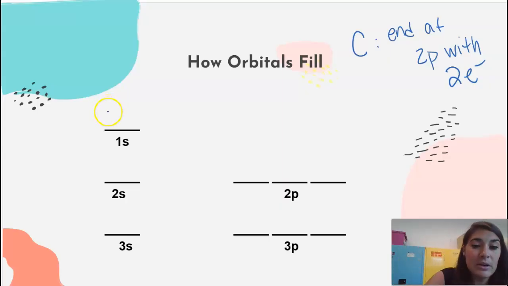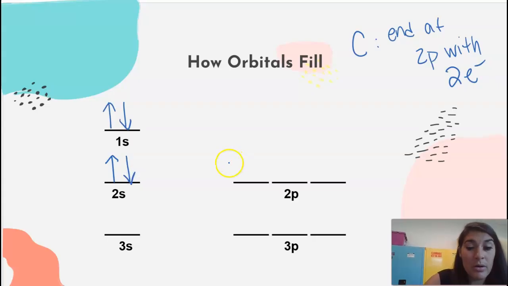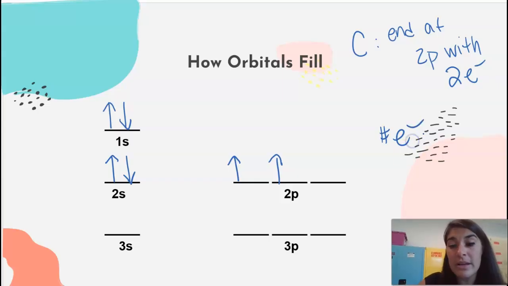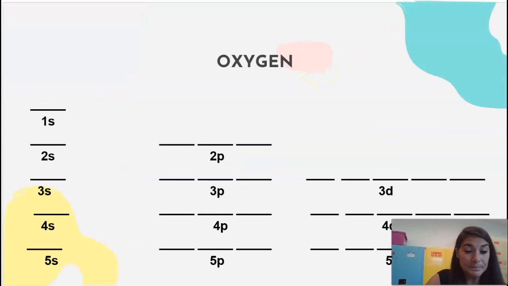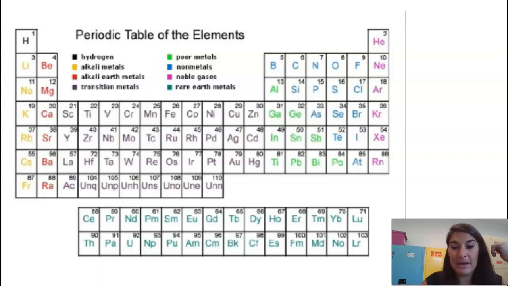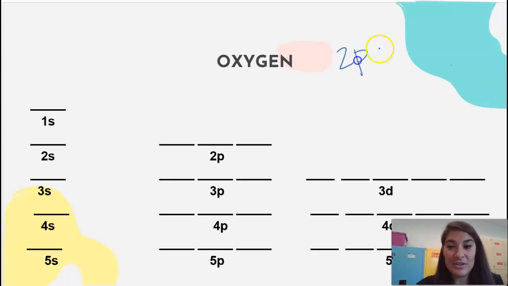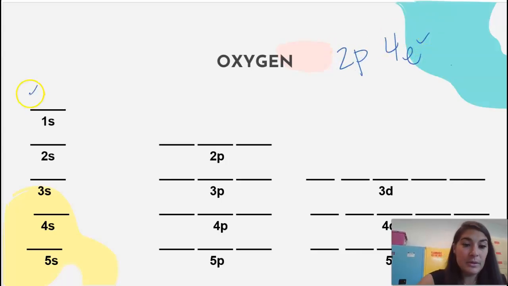So to fill this thing, we start at 1s, up, down, 1, 2, 3, 4, 5, 6, okay? The number of electrons equals the number of arrows, always, always. Let's look at another one, oxygen. Right, so here is oxygen on the periodic table. 1s, 2s, 2p, 1, 2, 3, 4. Okay, so it's ending at 2p with 4 electrons.